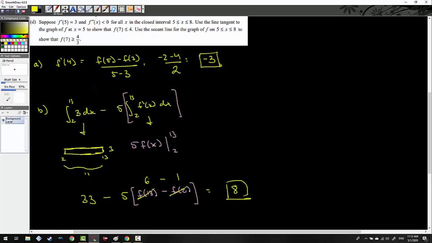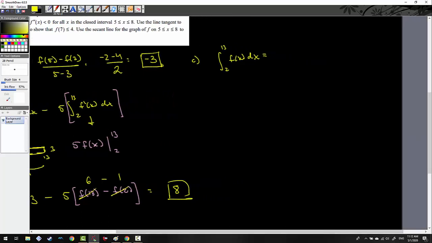When it comes to C, it's a left-handed Riemann sum, so we will take care of that. It says, use a left-handed Riemann sum with subintervals indicated by the data in the table to approximate the integral from 2 to 13 of f of x dx. So my personal style, I like to graph, and I'm hoping you have your prep book right in front of you because I don't want to keep scrolling back and forth.